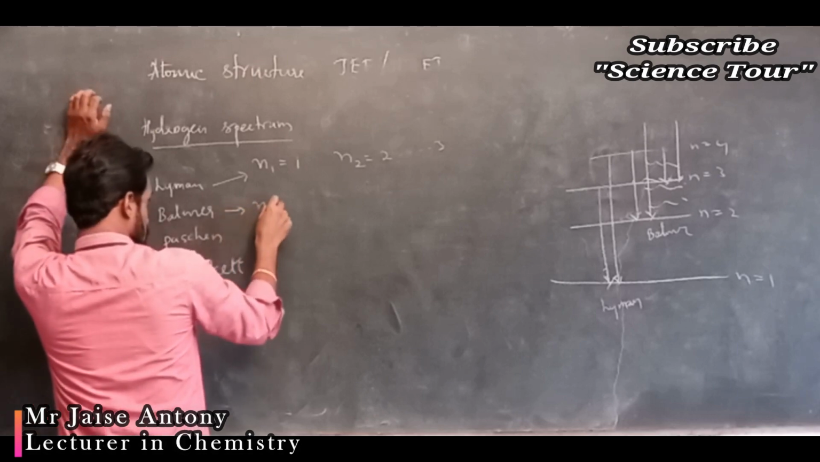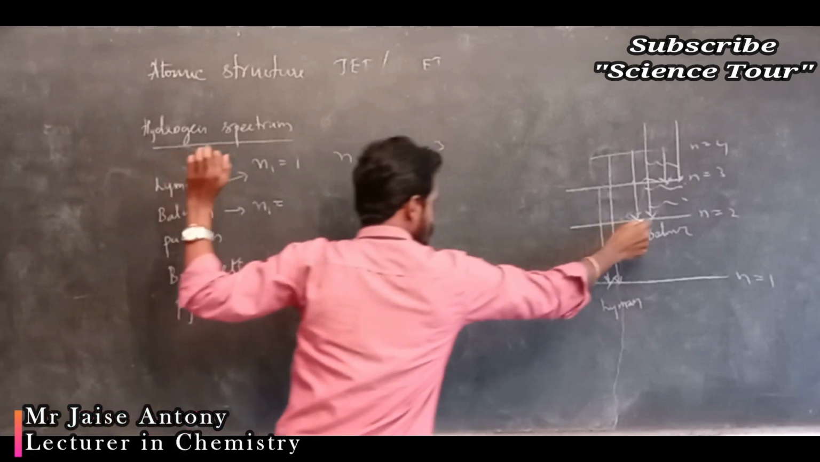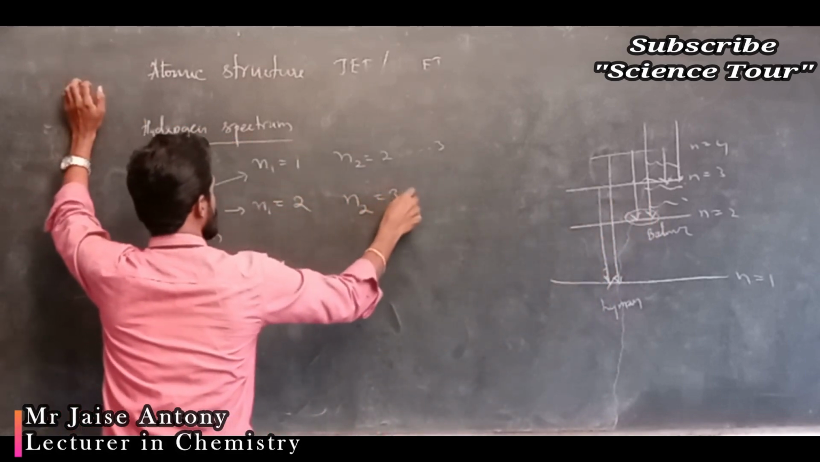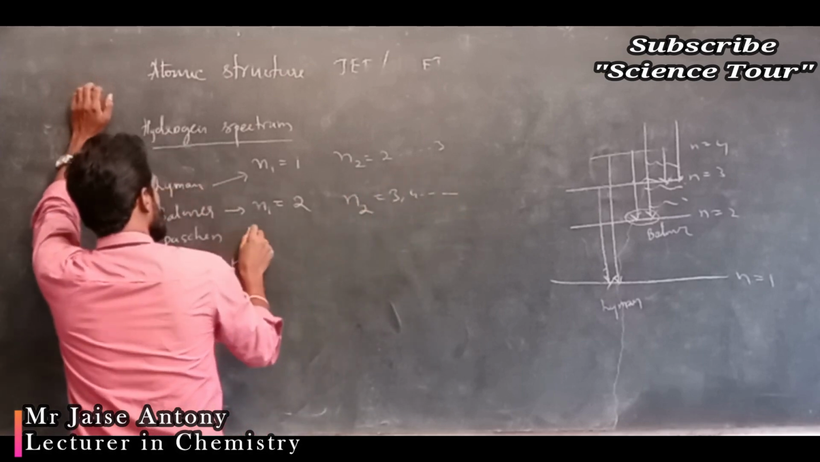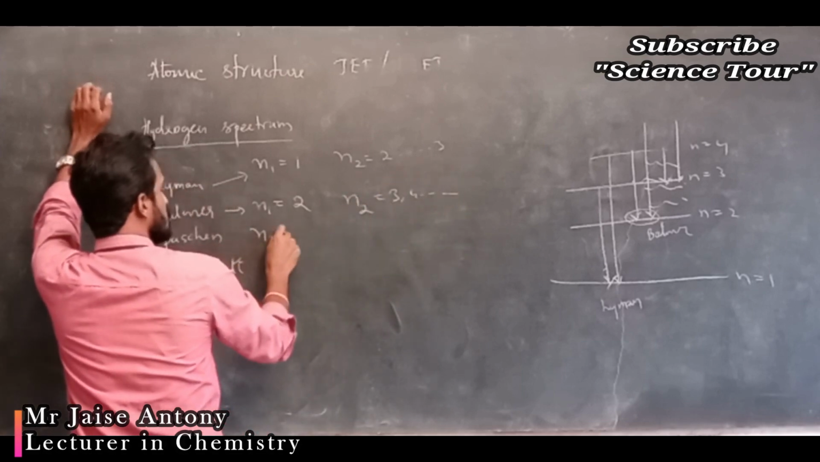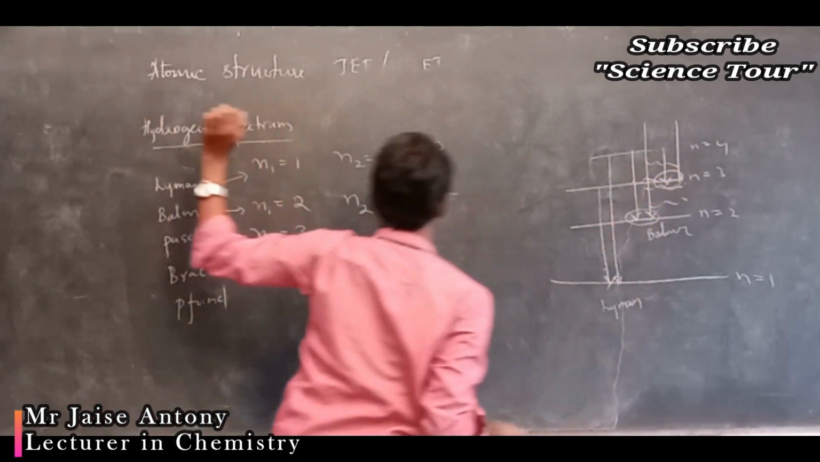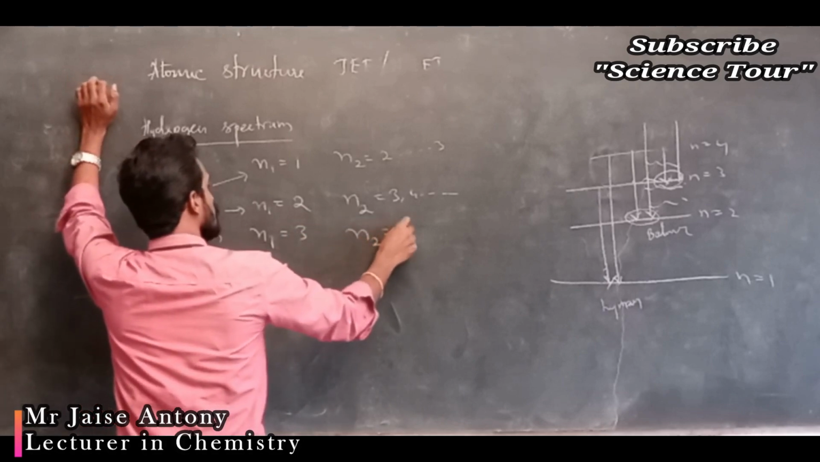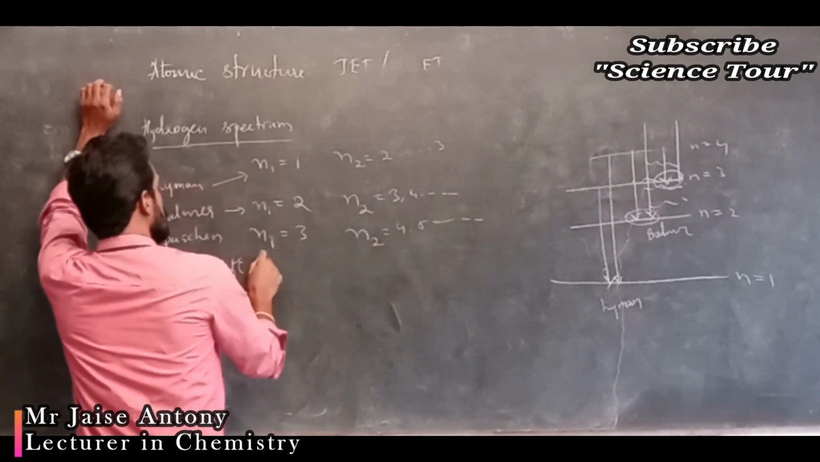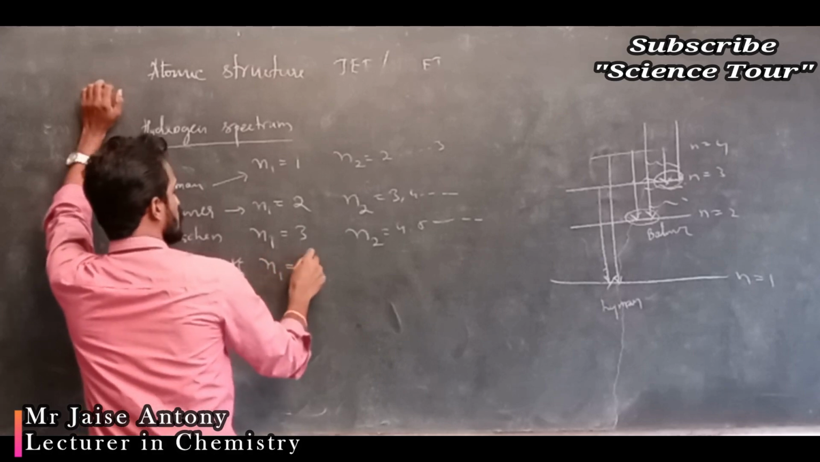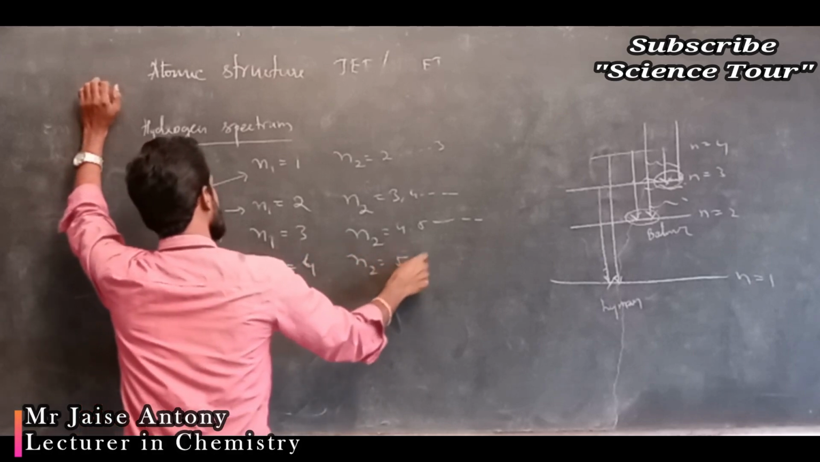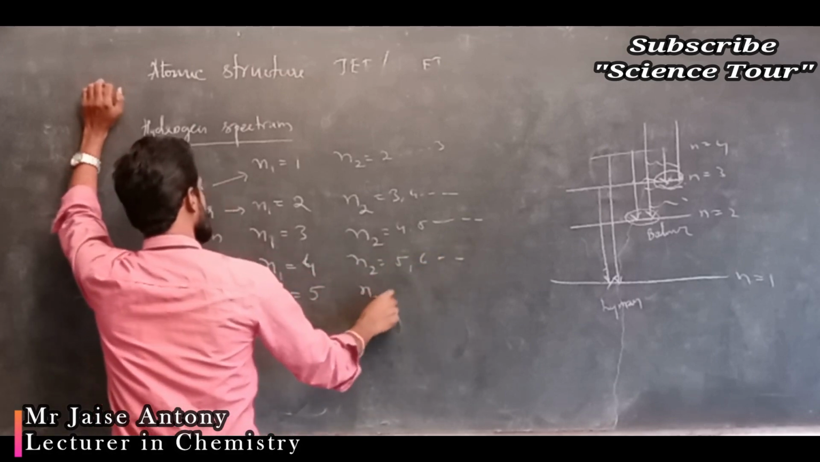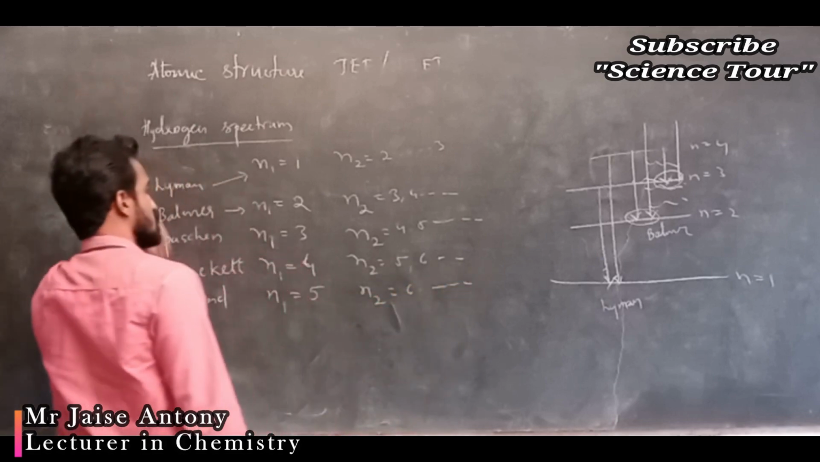For Balmer, n1 is equal to 2 because the electron reaches only n is equal to 2. n2 means the next higher energy levels, 3, 4, 5, etc. For Paschen series, n1 is 3. It reaches only the third level, emitting radiation. n2 means 4, 5, 6, 7, like that. Understood? n1 for Brackett is 4 and n2 is 5, 6, 7, 8, 9, like that. Understood? For Pfund, n1 is equal to 5, n2 means 6, 7, 8, 9, 11. Understood?